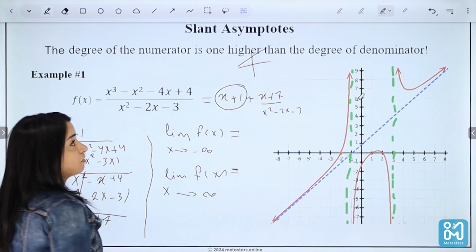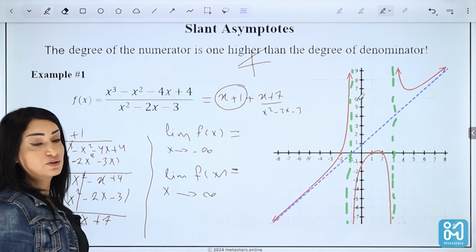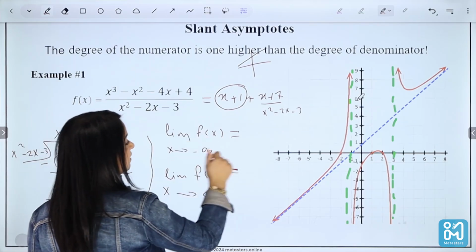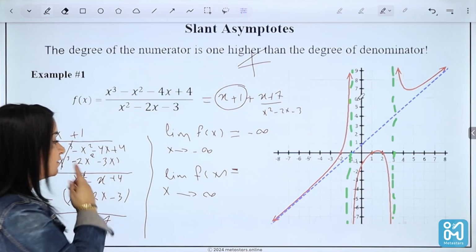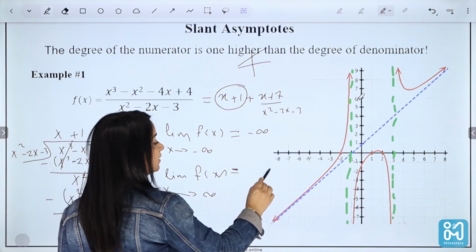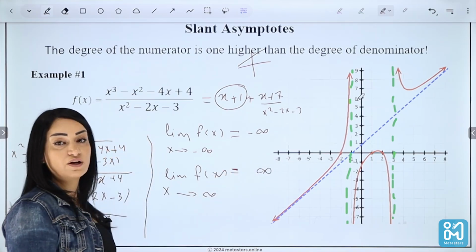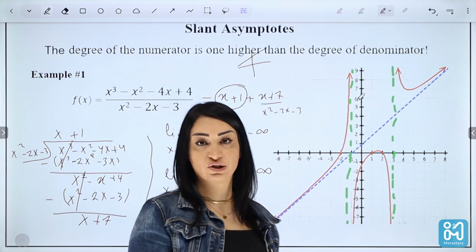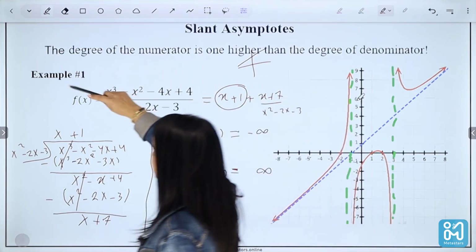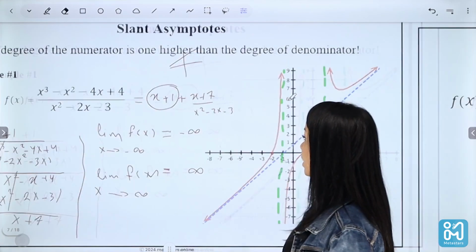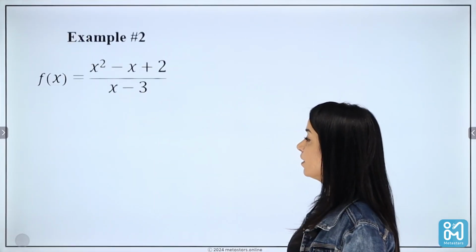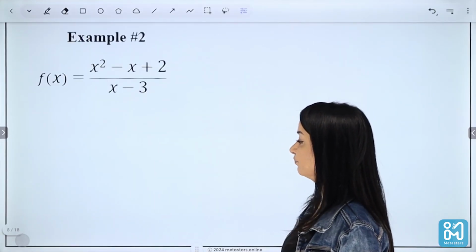It's a linear function here, x plus 1. So as x increases, y increases. As x decreases, y decreases. So as x goes to negative infinity, the function is always going parallel with that, so it's going to negative infinity. And as x goes to infinity, the function also goes to positive infinity. So this is the end behavior when we have a slant asymptote, going parallel with the function.